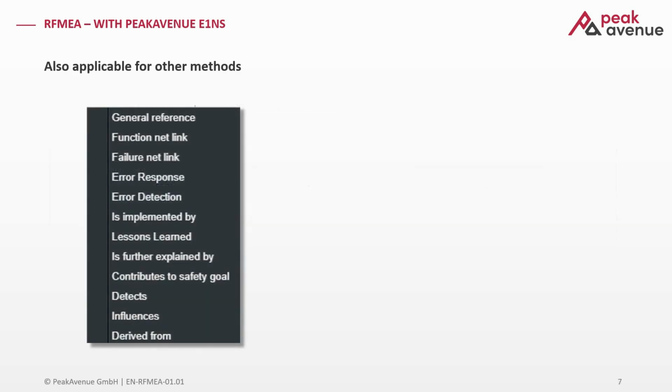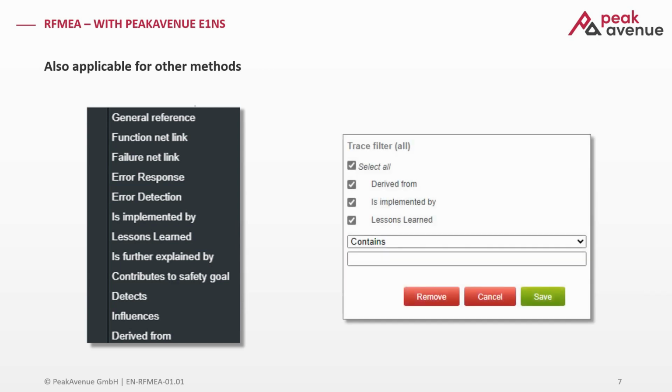By the way, you can use this procedure not only for the R-FMEA. Workflows, such as lessons learned or customer complaints, and many other processes, can also be mapped quickly, clearly and comprehensibly in this way. By selecting different traces, you can even filter and display them individually directly in the form. And the best thing is, you don't need any additional modules and there are no additional costs. Simply use the existing onboard tools from PeakAvenue e1ns.